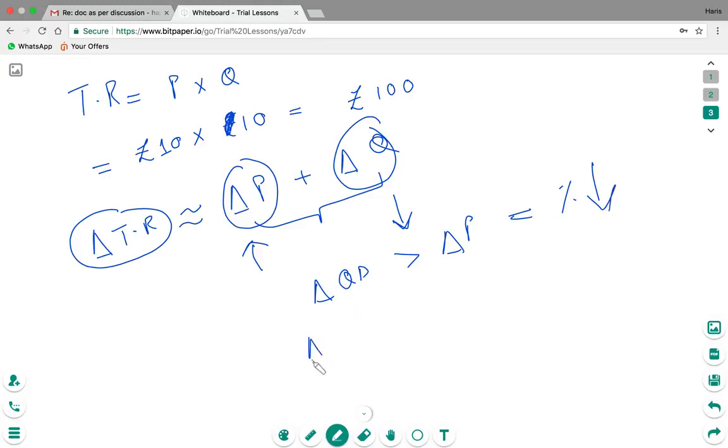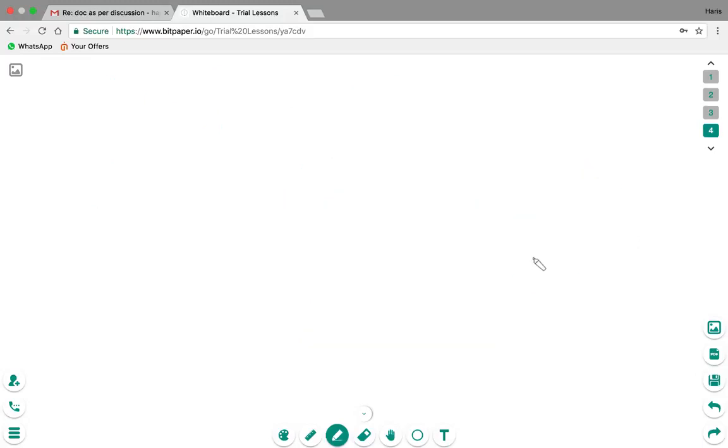Similarly, if they both equate each other, and you increase the price and the quantity demanded falls, if both the rise and fall are equal, the total revenue remains the same. So that's the relationship between elasticity of demand and total revenue. So let's use an example.